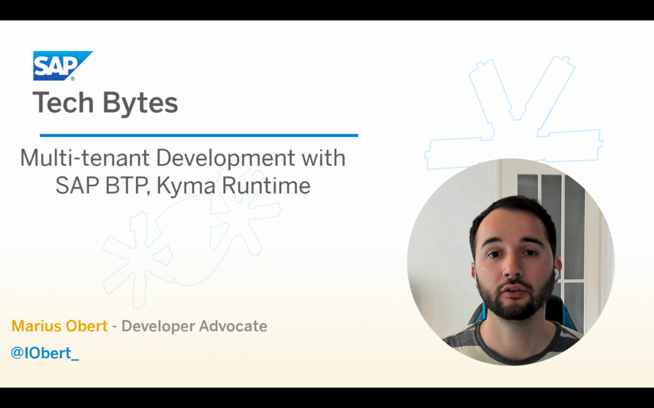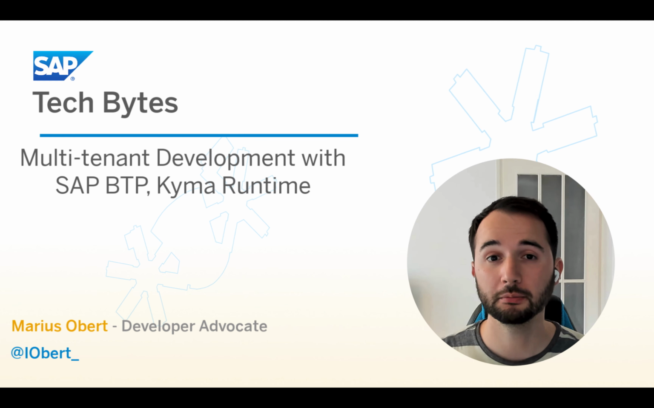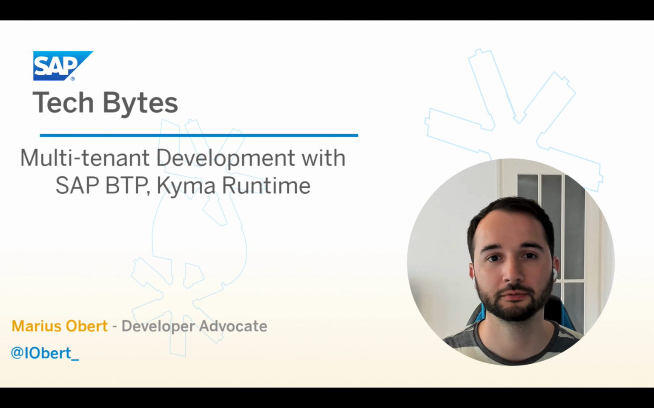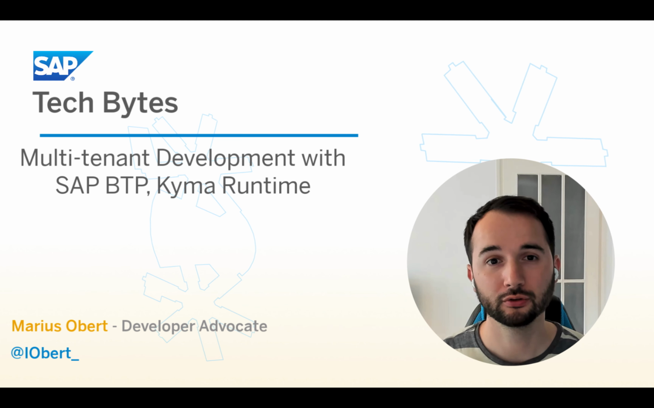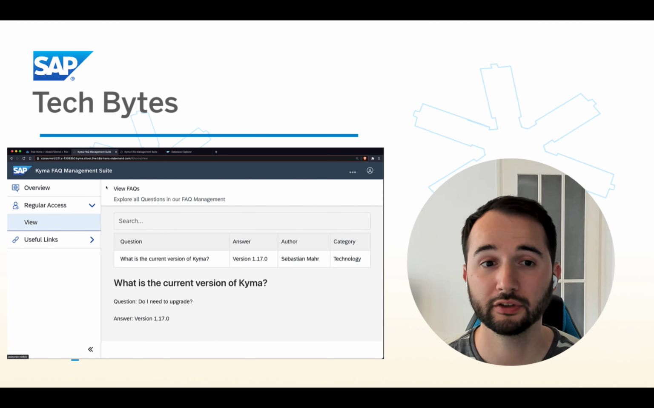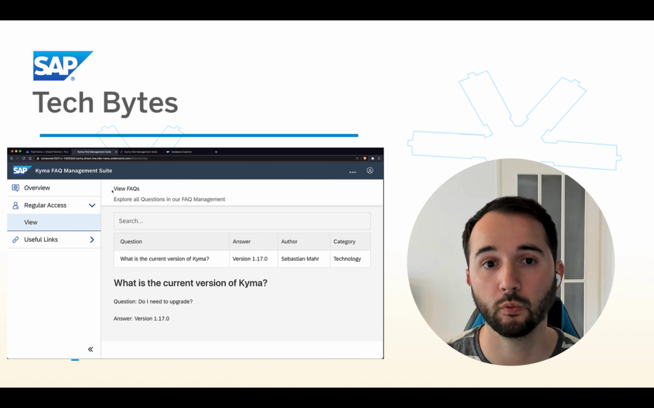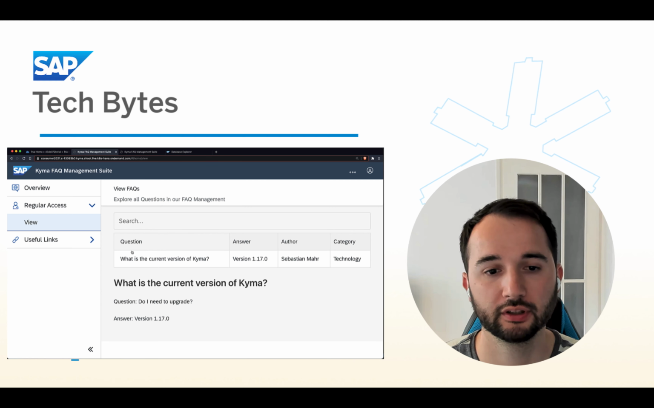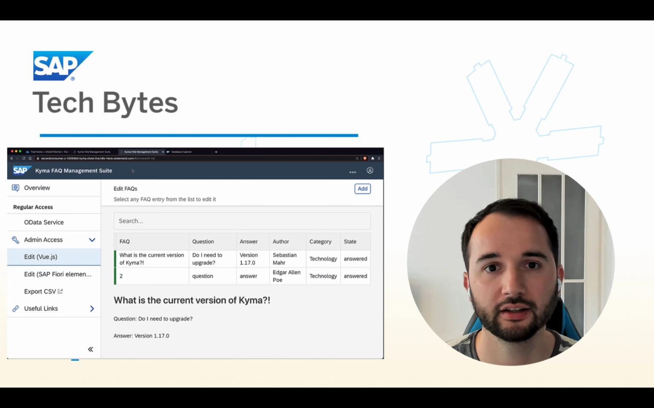You can use that for your departments within your company, or you can use that for multiple customers of a SaaS solution, for example. So let me show you what we are going to build here. You see, this is the Kyma FAQ management suite, so tenant 1, where we are logged in with a user who has read-only permission to the data. So we see one question is here. This tab here belongs to a second tenant, and we are logged in with a user who has admin access, so you can add new questions if you want to.